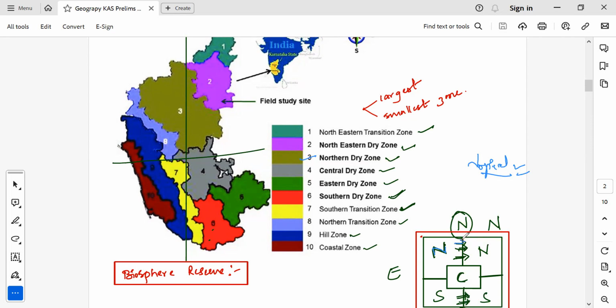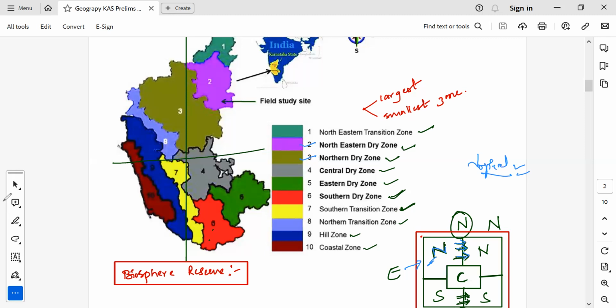This is the arrow, you remember? We're moving from this area to this area, to that area. So transition is happening, change is happening. So this is the northeastern transition zone. For clarification, we will take east here. Remember, this is the first one, the northeastern transition zone, not the third one.